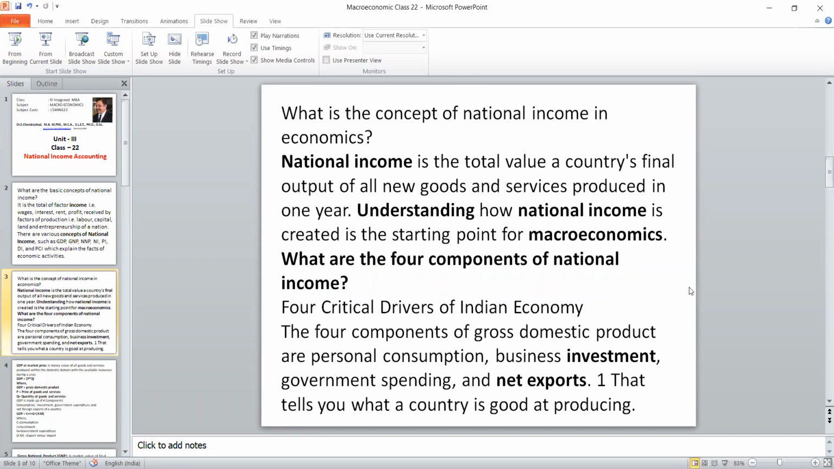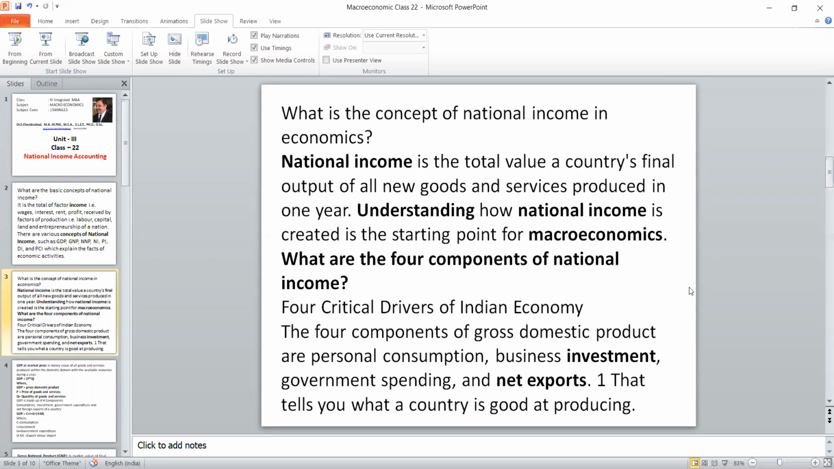First, you should say what national income is. National income is the total value of a country's final output of all the goods and services produced in 1 year. That is, it is an annual statement only. For a particular year, what is the total output of all new goods and services produced in that year? Understanding how the national income is created is the starting point of macroeconomics. Whenever you want to study macroeconomics, you should have some basic knowledge about national income accounting, failing which it is not possible to understand macroeconomics, because it is the starting point of macroeconomics.